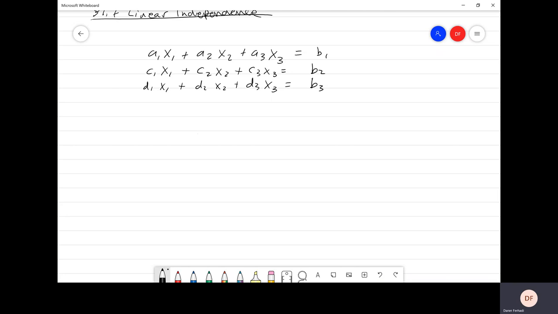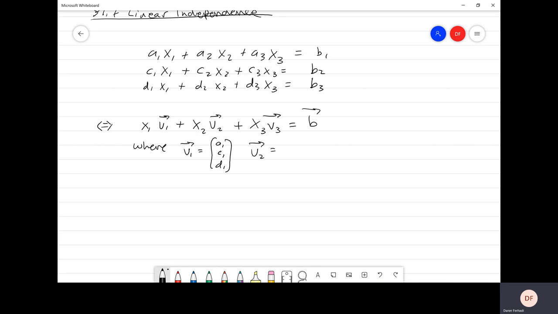Here's a system of linear equations. We can represent the system of linear equations as a vector equation where we say this is the same as x1 v1 plus x2 v2 plus x3 v3 equals b, where v1 equals A1, C1, D1. v2 equals A2, C2, D2. A3, C3, D3 for v3. And b equals b1, b2, b3.